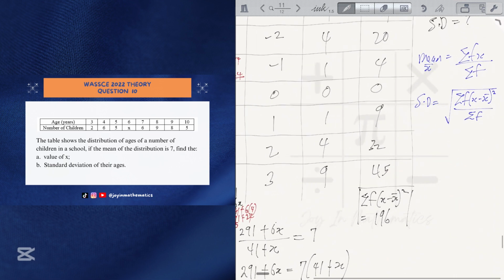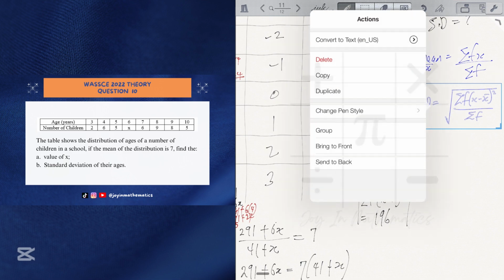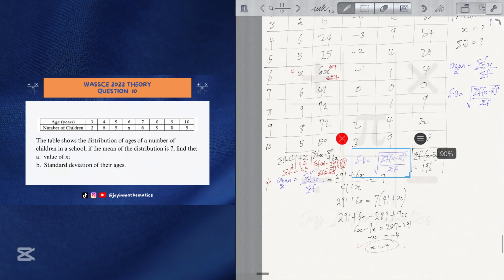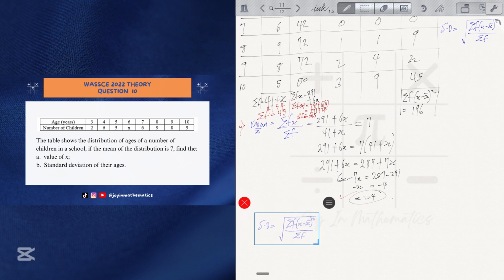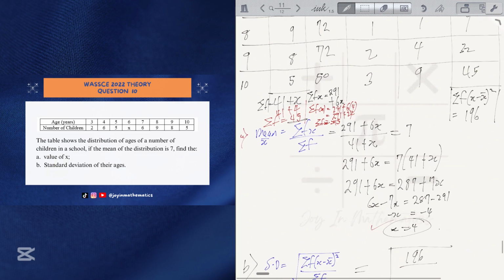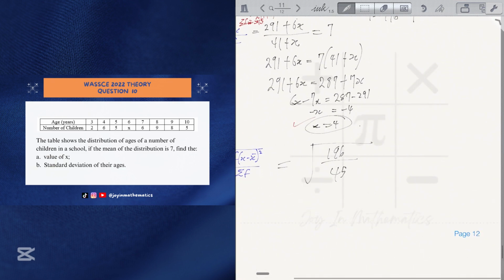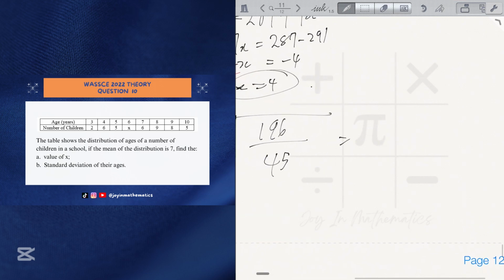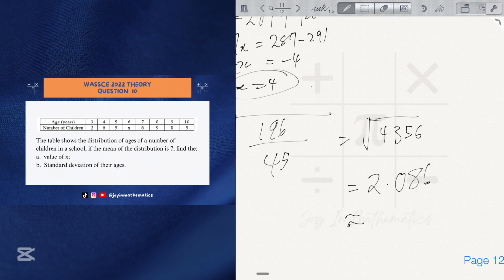So we are going to apply the formula for standard deviation. The formula for standard deviation is the square root of the summation of f into (x minus x bar) squared divided by the summation of f. Now the summation of f into (x minus x bar) squared is 196, and the summation of f that we have here is equal to 45, divided by 45. Applying this with our calculator, we have the root of 4.356, and this is 2.086. We can approximate it to 2 decimal places to give 2.09.